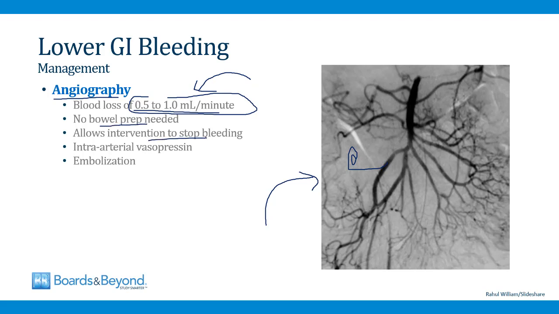So once you identify the vessel that is bleeding into the GI tract, you can inject intraarterial vasopressin, or you can embolize the blood vessel, and either of these techniques will often stop the bleeding. So angiography is usually done in patients with brisk bleeds who you're trying to avoid taking to the OR for surgery. You first see if you can stop the bleeding through angiography.